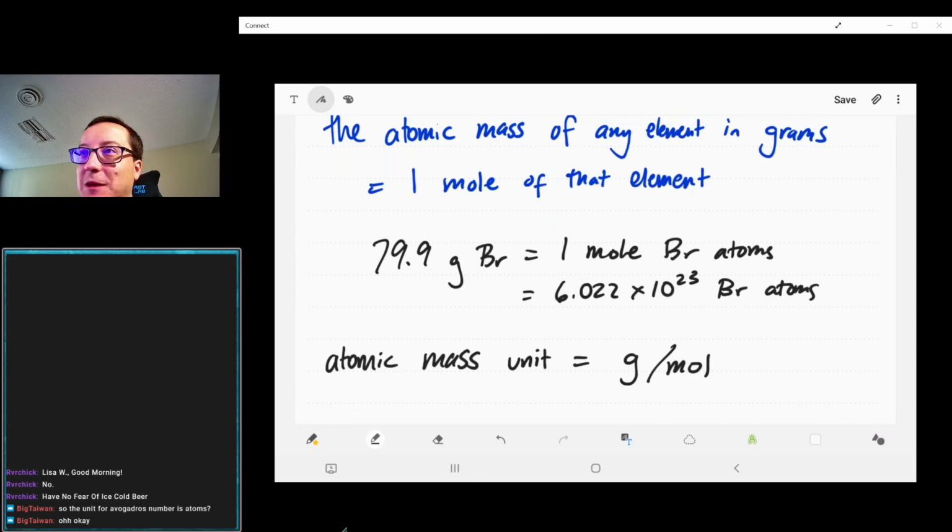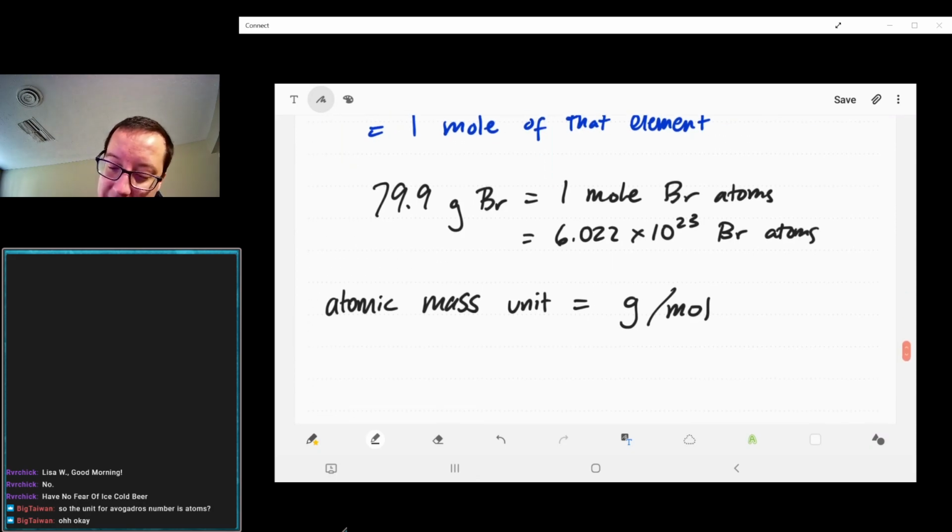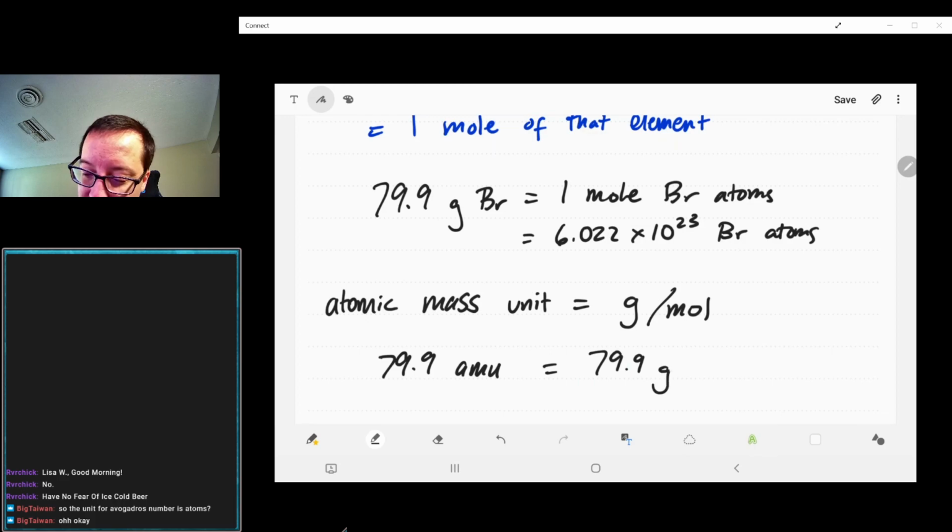But there it is. We have our moles here. And we're going to see that while we calculated our bromine to have an average mass of 79.9 AMU, that's the same thing as saying 79.9 grams per mole. They are the same unit.